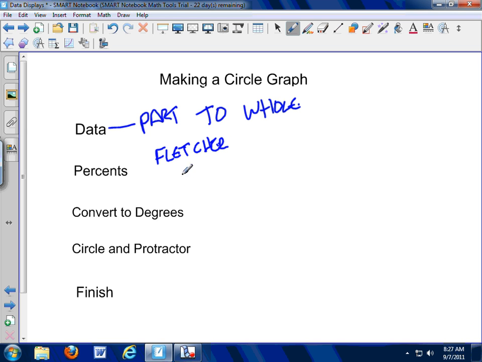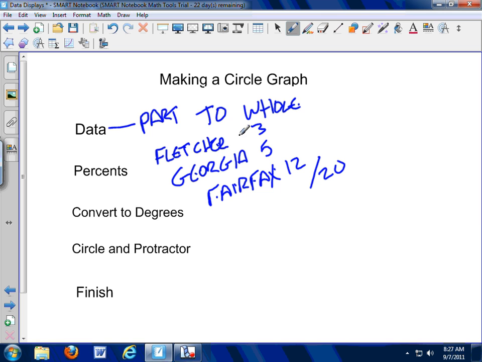I'm going to make up some numbers. Georgia and Fairfax. I'm going to make them easy numbers. Let's say we have 3 from here, we have 5 from there, and we have 12 from Fairfax in our class. Okay? So total is 20. So we need to figure out what percentage.